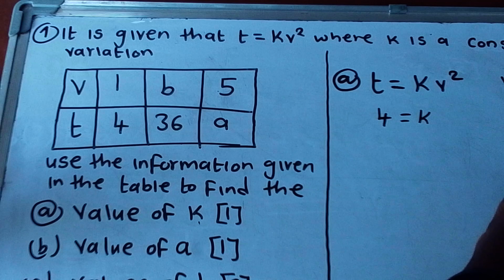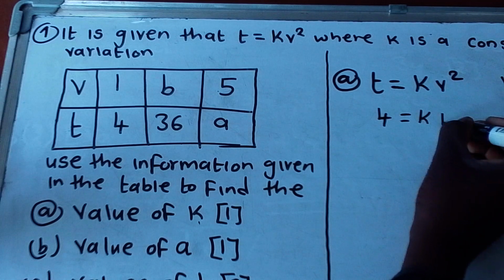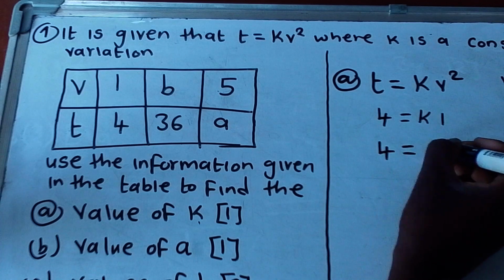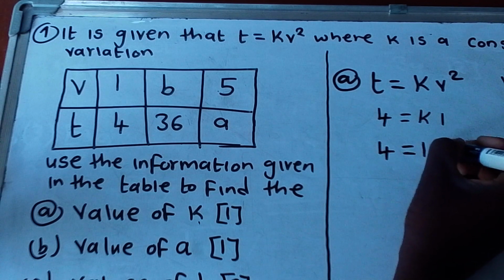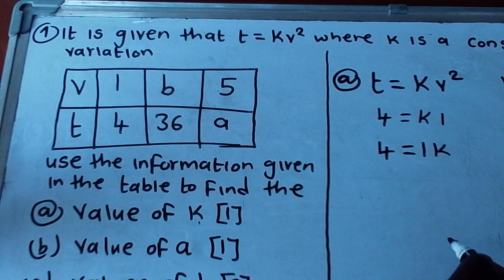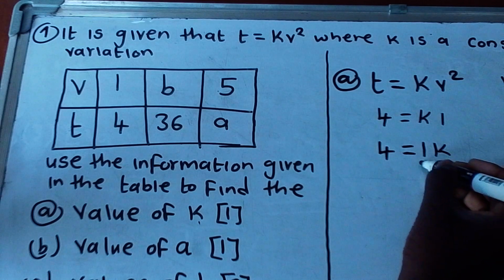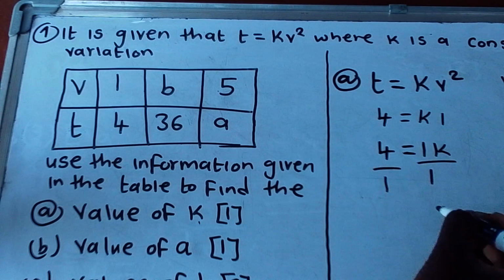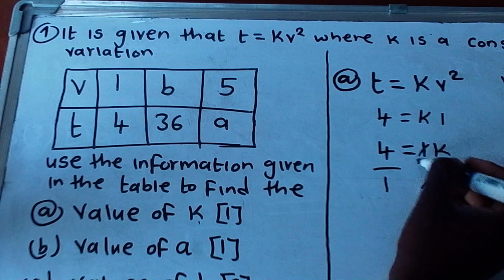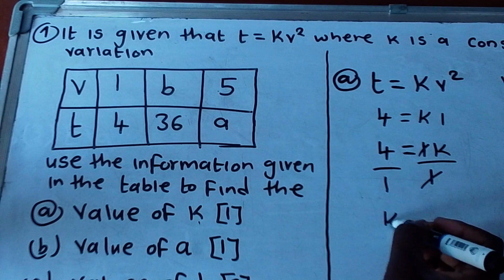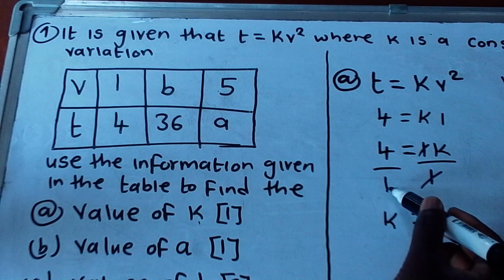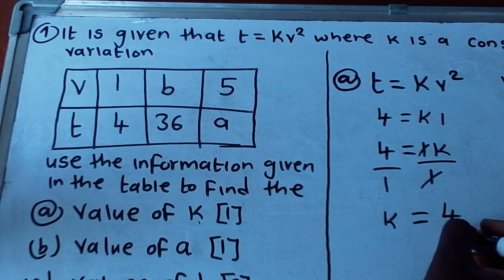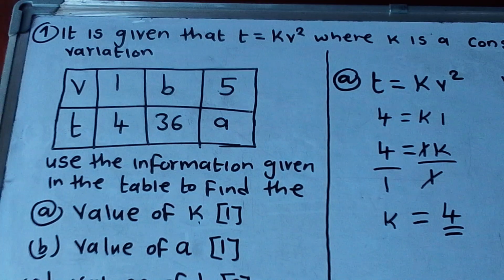And you know that V is 1. But now you can't just say 1K, you write it like this: 1K. Have you seen? And then you divide both sides by 1, so that you eliminate this and you remain with K. So how many times can 1 go into 4? It's 4. So K is equal to 4.